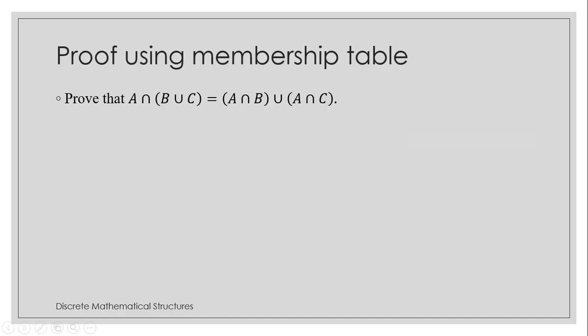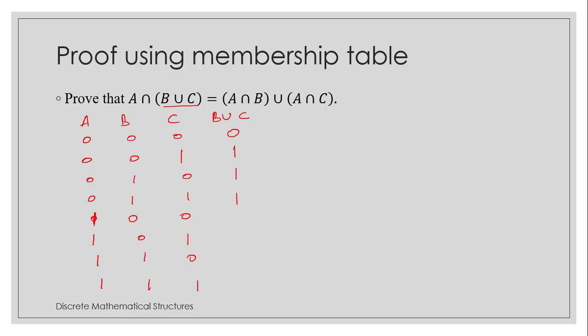Now in membership table, we have to take the possibilities of 0 and 1 for all these sets. So A, B, C. So in total we have 3 elements here, and they can be either 0 or 1. So we will have total 8 combinations. So 0, 0, 0. These are the 8 combinations. Now first we need to find B union C. Now we know in union even if there is a single 1, the answer will be 1. So here both the entries are 0. Here we have 1, 1, 1, 0, 1, 1, 1.